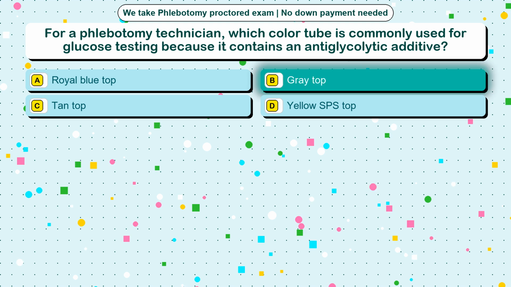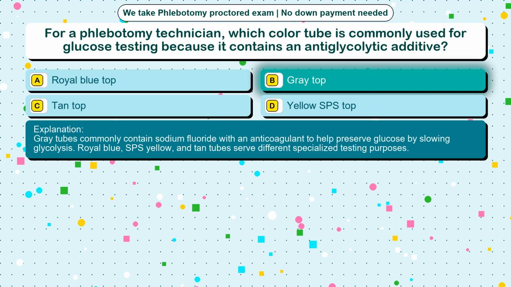The correct answer is option B, gray top. Gray tubes commonly contain sodium fluoride with an anticoagulant to help preserve glucose by slowing glycolysis. Royal blue, SPS yellow, and tan tubes serve different specialized testing purposes.